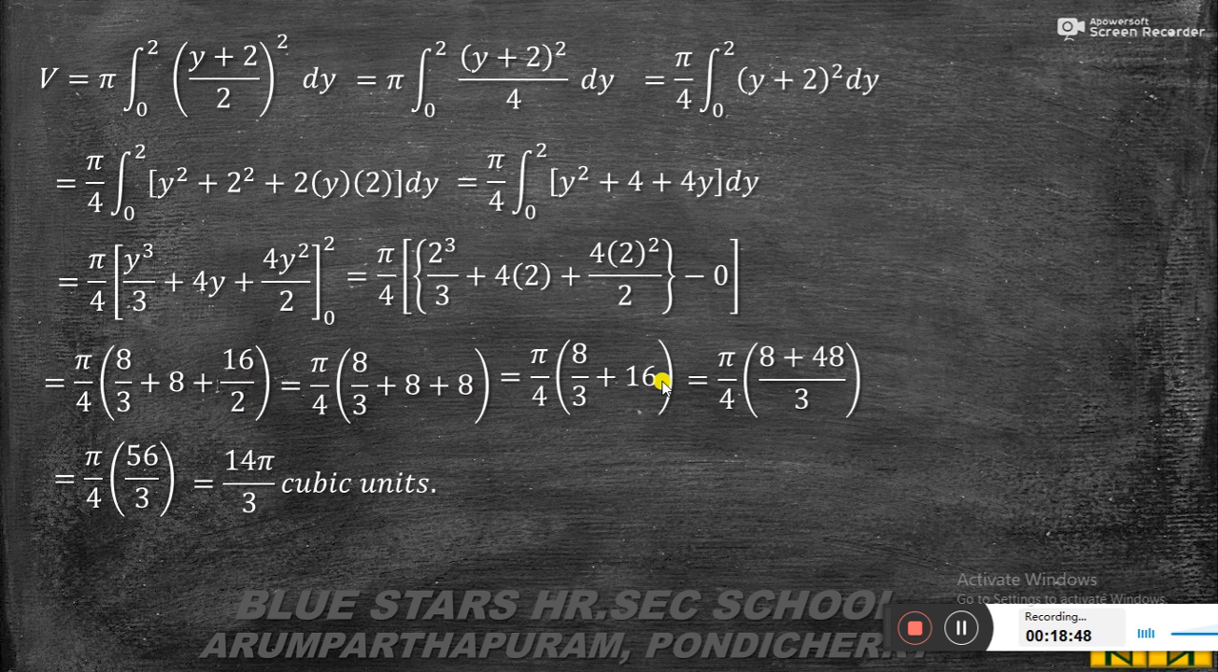So 8 plus 8 is 16, giving 8 by 3 plus 16. Pi by 4 into, doing the cross multiplication, 3 into 16 is 48. So (8 plus 48) by 3 equals pi by 4 into 56 by 3. Now dividing 56 by 4 gives 14, so the answer is 14 pi by 3 cubic units. This is the volume of the container.